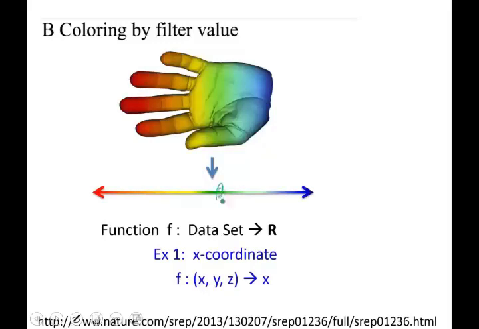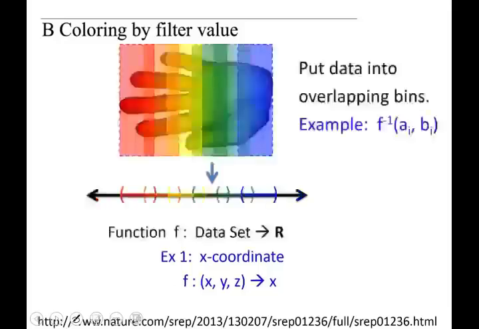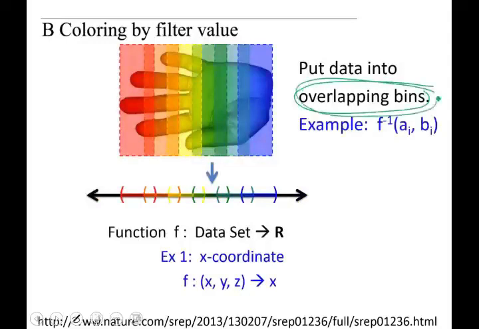So for example, if I take this green point right here, its pre-image is all of this, so they get colored green. We use this to create overlapping bins. That was our goal, to create these overlapping bins. So for example, I can cover my real line. We've got this real line here, and I'll cover it with a bunch of overlapping open intervals.